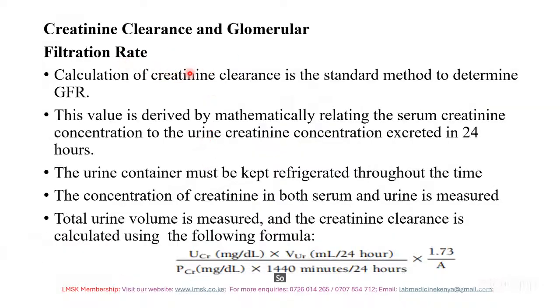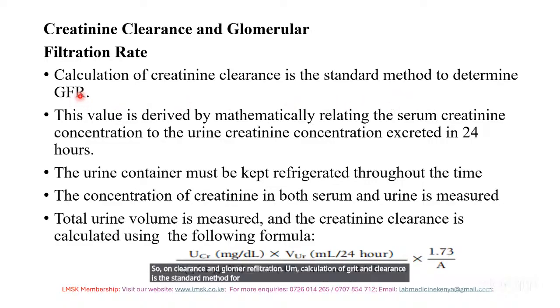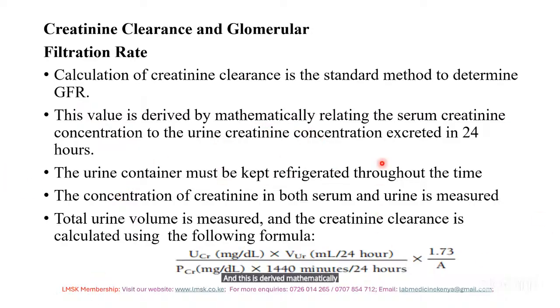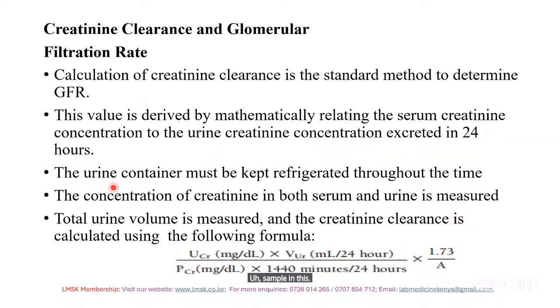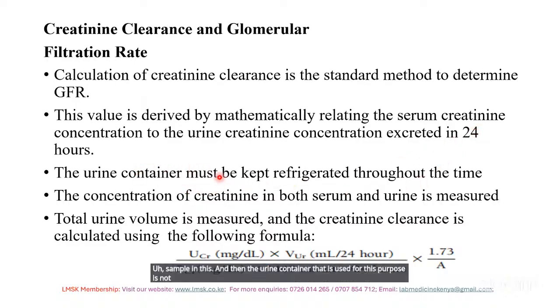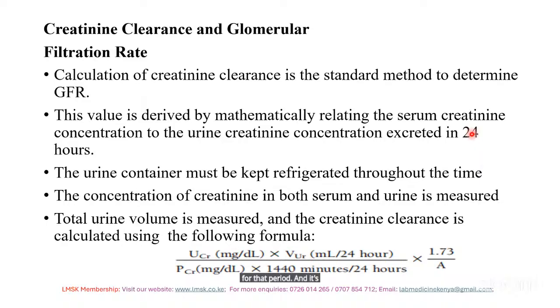So on clearance and glomerular filtration, calculation of creatinine clearance is the standard method for determining glomerular filtration rate. And this is derived mathematically by relating the serum creatinine concentration to the urine creatinine concentration excreted in 24 hours. That's why you need a 24-hour urine sample. The urine container used for this purpose is not supposed to have any preservative. It's just kept in the fridge for that period. And it's supposed to be timed very well so that we actually have 24-hour urine collected.